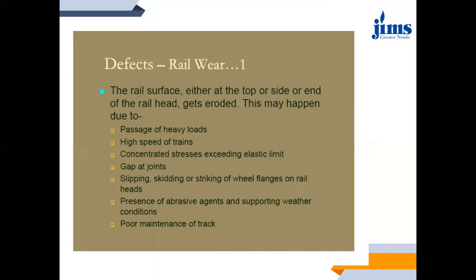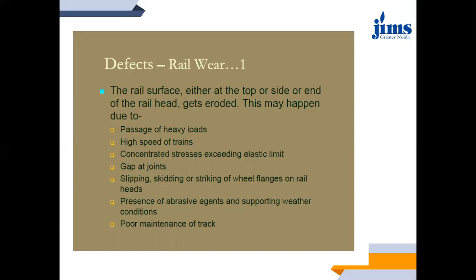First of all, let's start with the very first defect, that is rail wear. So basically, what is rail wear? If we define rail wear, it is the deterioration of the rail surface, which is either at the top, side or end of the rail head. Remember when we studied the components of rail section, there are three components: the head, the web, and the foot of the rail.